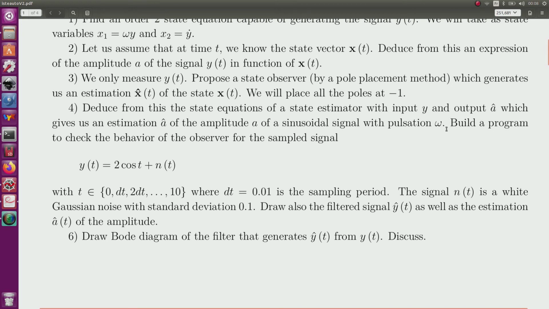In the second part of the question, I have to build a program to check the behavior of the observer. So I will generate first a sampled signal with amplitude equal to 2, which is unknown, and I will have to add some noise. So the noise will be white and Gaussian. I know the standard deviation, 0.1. And from this, I will implement the observer so that I will be able to compute the filtered signal y hat and the amplitude a hat.